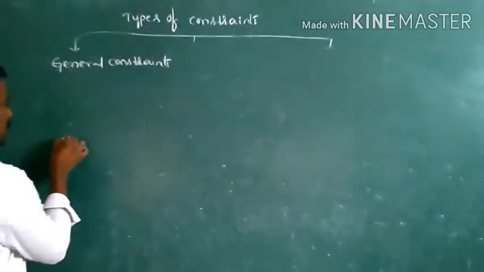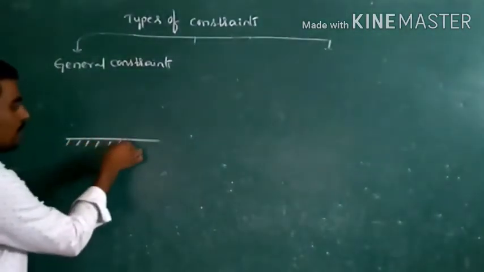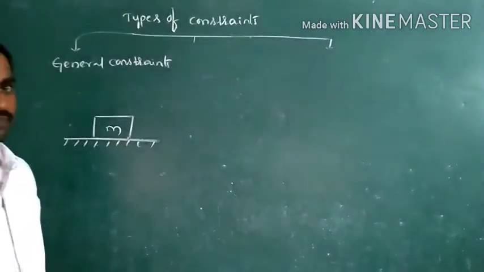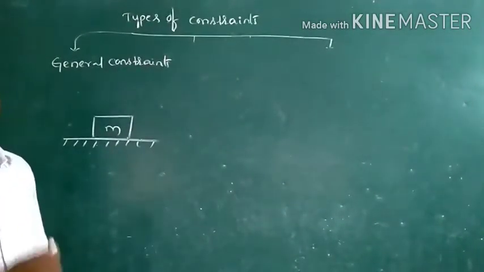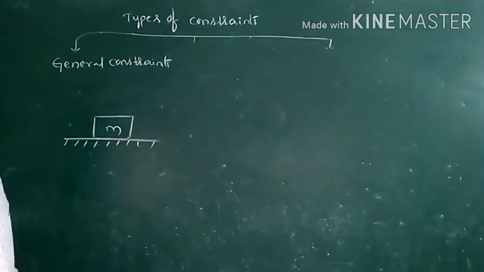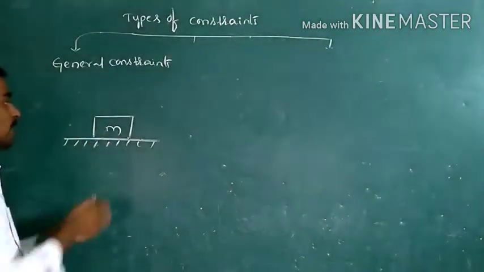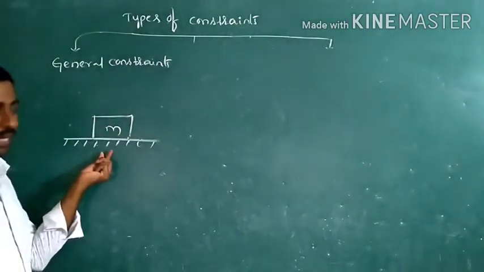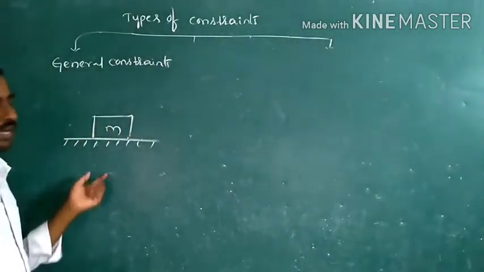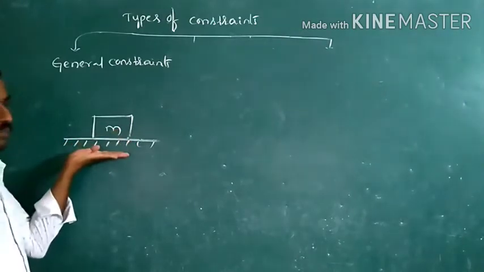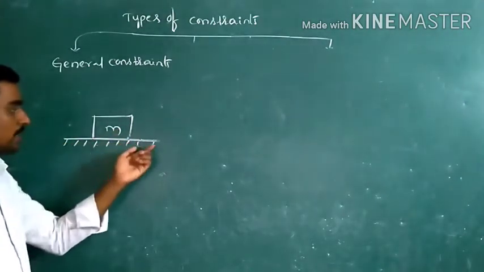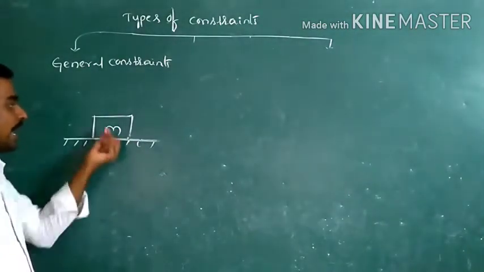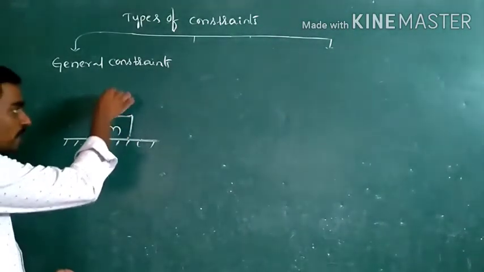Okay, let us see here. One block of mass m is placed on a rough surface or any surface. Some of the kinematical quantities of this body are restricted by this floor in the vertical direction. This body is placed on the surface of the plane, rough or otherwise, whatever it is. So this surface obstructs the motion of this body in the downward direction.